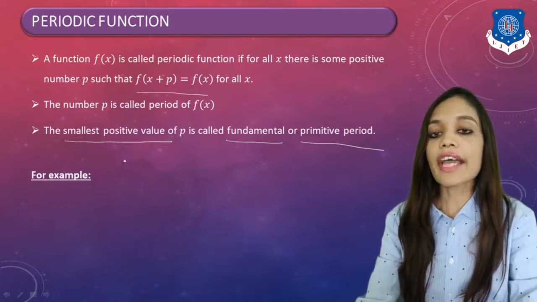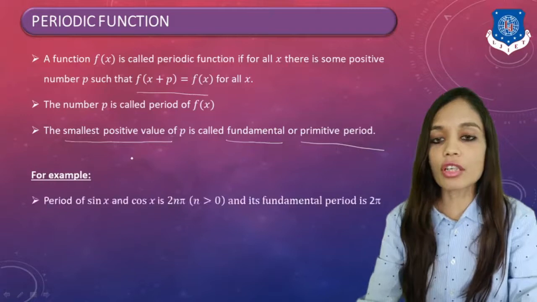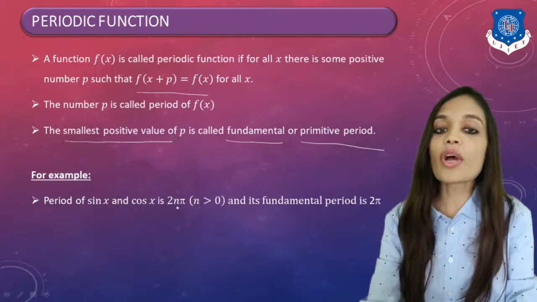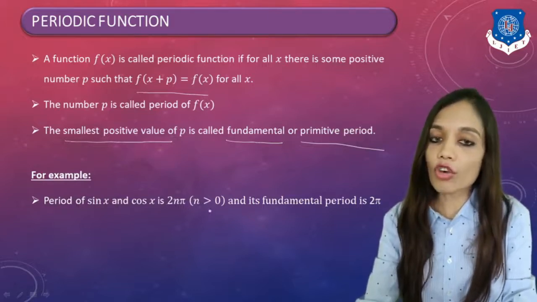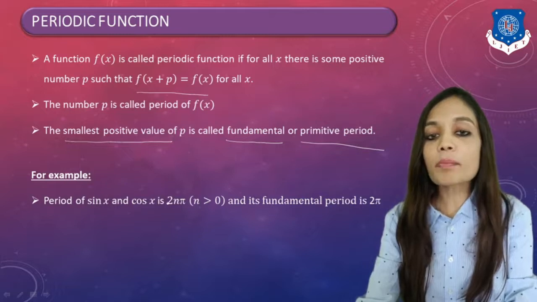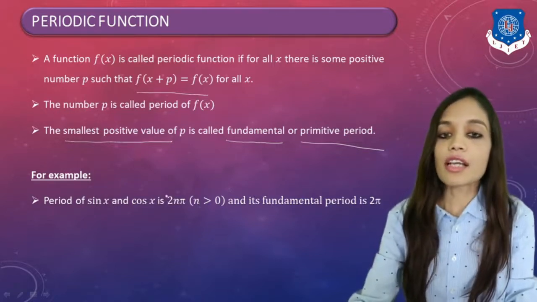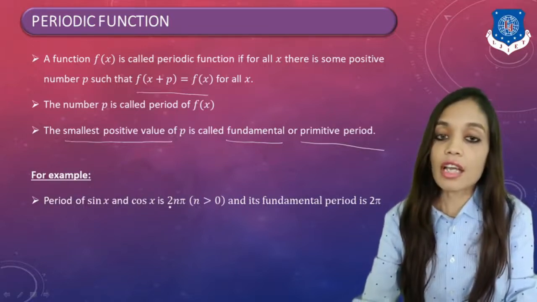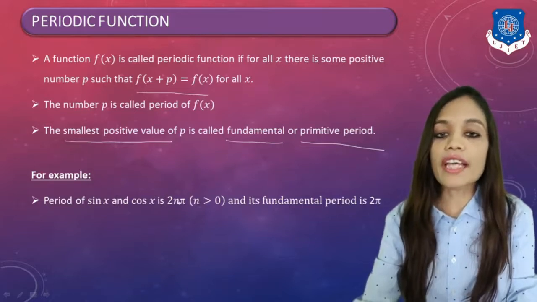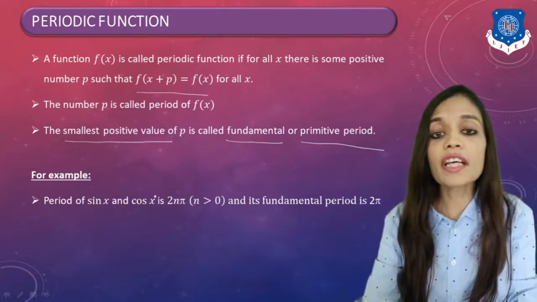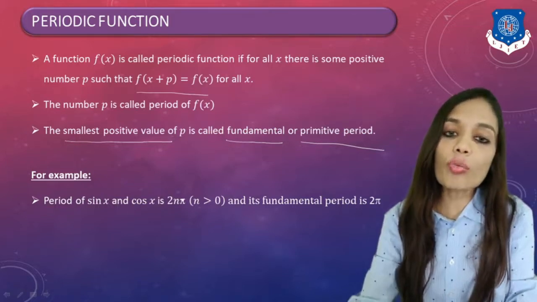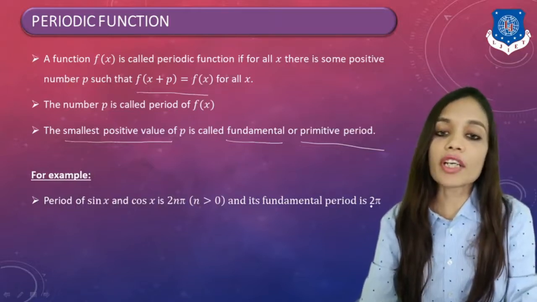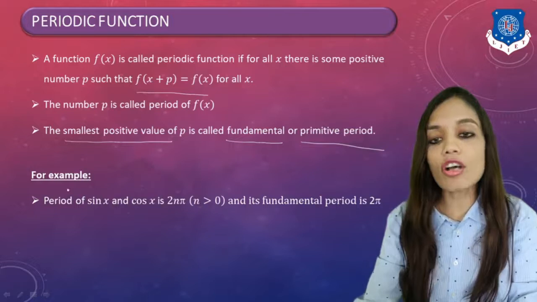Now let us see the examples of a periodic function. The period of the functions sin x and cos x is 2n pi, where n is greater than 0, because sin x plus 2n pi will give us sin x, and similarly cos x plus 2n pi will be equal to cos x. Whenever we substitute n is equal to 1, our period p will be equal to 2 pi, which is our smallest positive value of p. So 2 pi is the fundamental period of sin x and cos x.